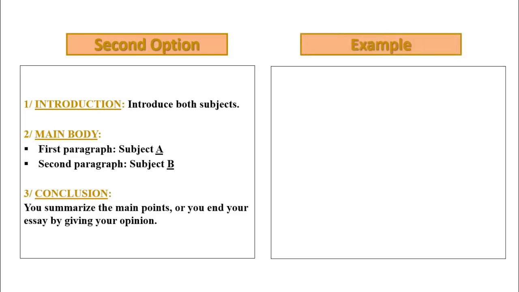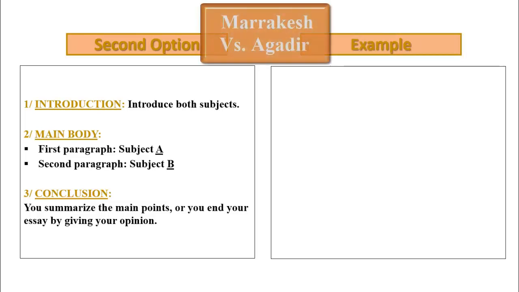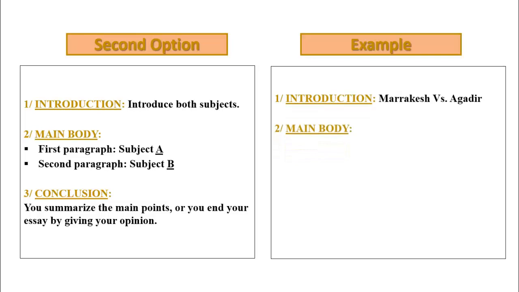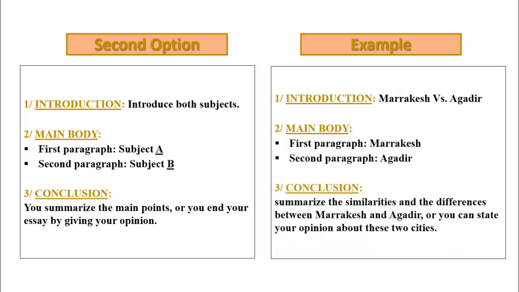I will show you an example to understand. So our topic is the same. It's about Marrakesh and Agadir. So in introduction, we say that we are going to compare these two cities. Let's move to the second part. We have two paragraphs in the body. We mention everything about Marrakesh in the first paragraph, and then we move to the second paragraph. Here we mention everything about Agadir. In conclusion, we give a summary or we state our opinion.